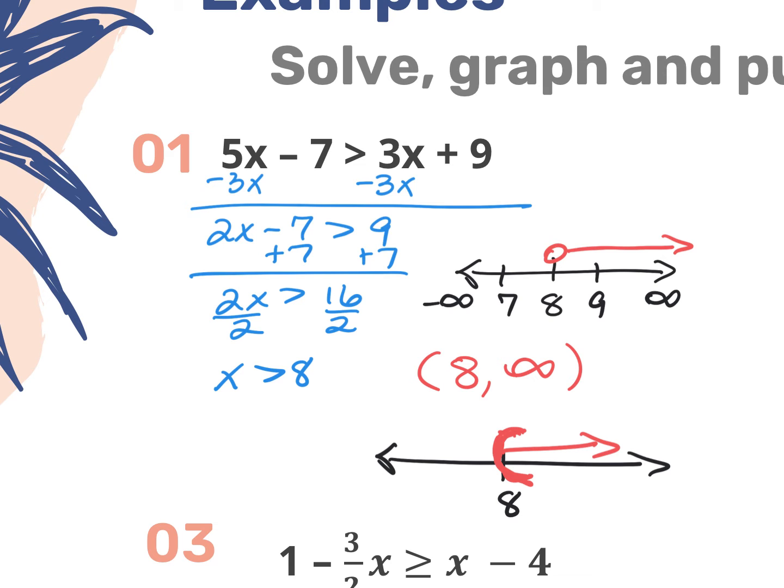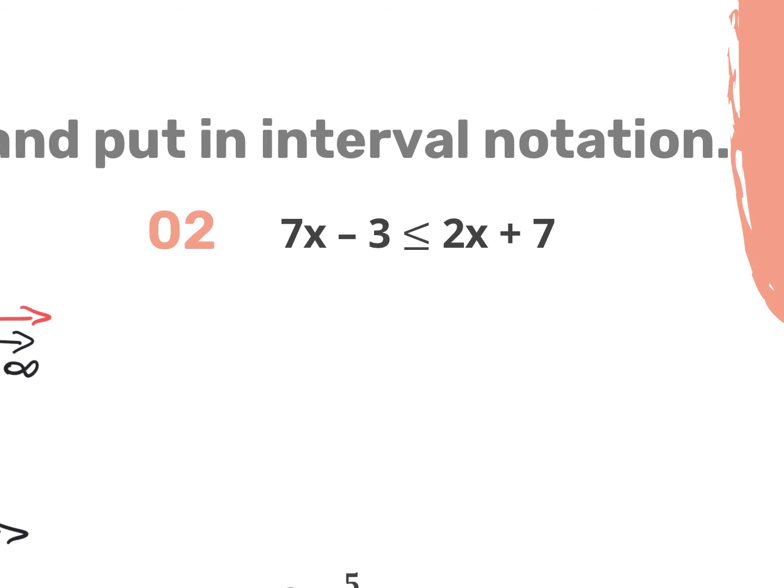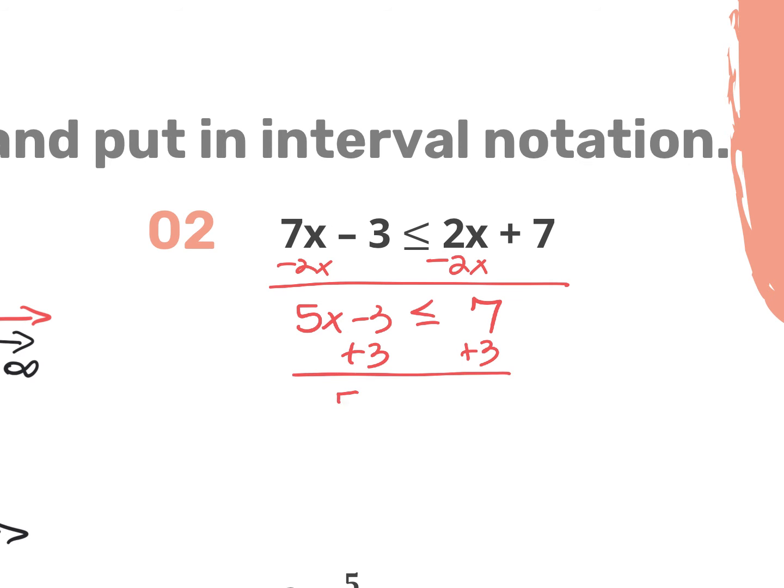Let's try number 2. Again, I'm going to get my letters on one side and my numbers on the other. So I'm going to subtract 2x. I get 5x minus 3 less than or equal to 7. Add the 3. 5x is less than or equal to 10. Divide by 5. And x is less than or equal to 2.